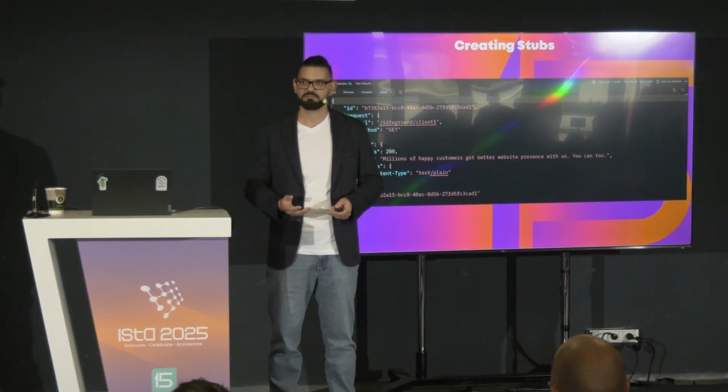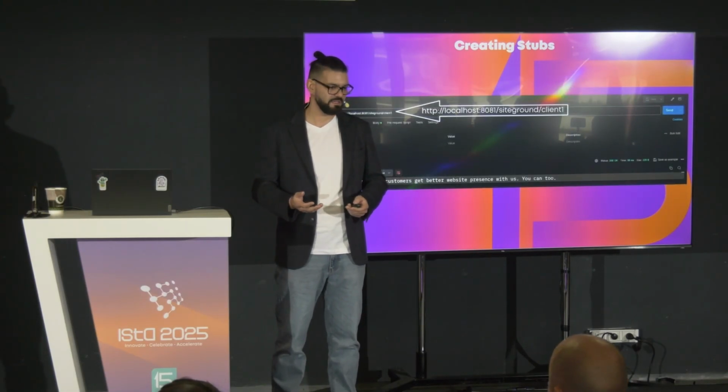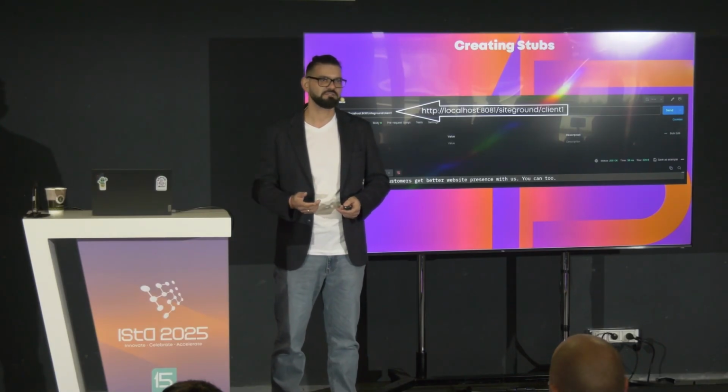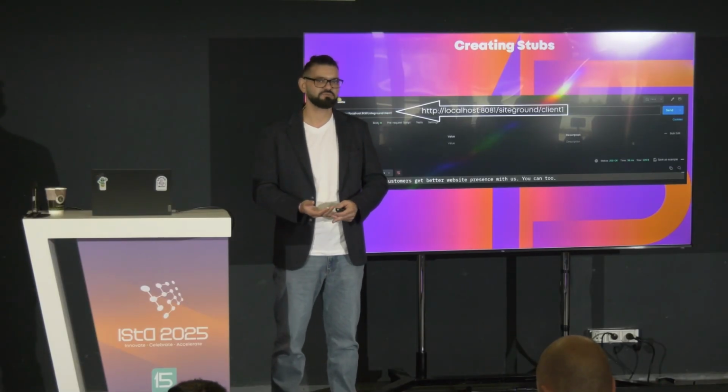But how do you test if this stub works? Well, you go and make a call to the SiteGround client1 endpoint. And when you hit the send button, you receive the exact same response with status 200 and the same body message. So in similar fashion, you can create stubs for POST requests and so on.